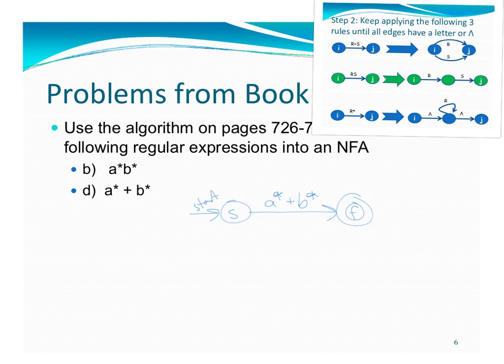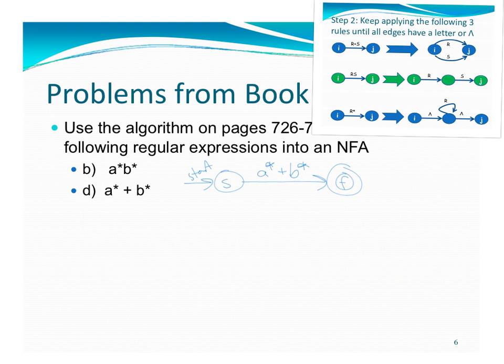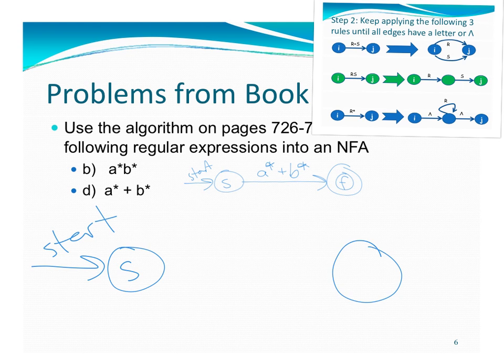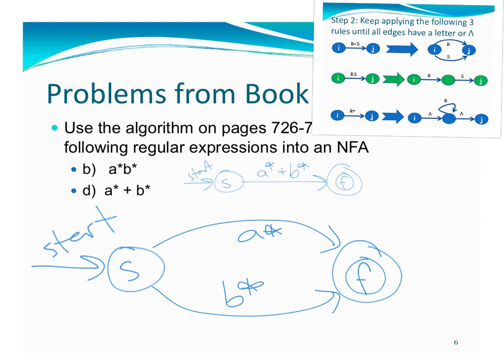So let's shrink this guy down, and we're getting rid of a plus. So that's this first example. We write our start. We have our S. We have our double circled final transition. And instead of this single transition across, we're going to turn it into one above and one below. So we get one above that has an A star on it, and one below that has a B star on it. And that looks pretty good.